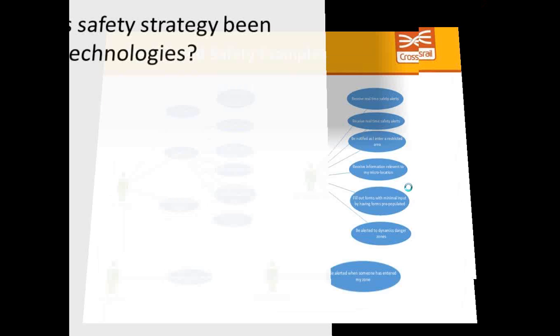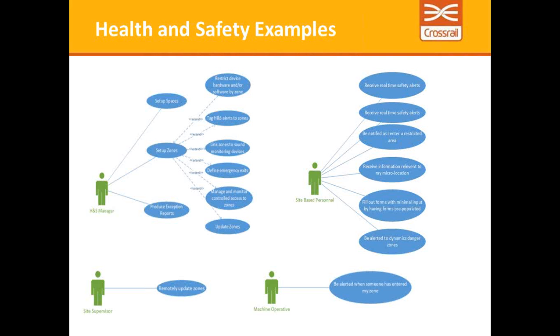If I'm a site-based person, I want to receive safety alerts in real time. If I become close to, or enter, a restricted area, I receive information relevant to my micro-location that might be of interest to me.